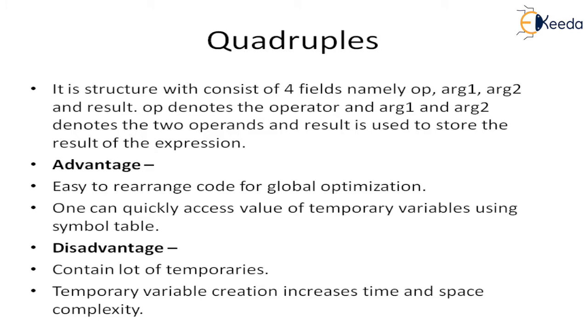So why do we use the quadruple? The advantage of the quadruple is that it is very easy to rearrange the code in global optimization. After that, it provides quick access to the value of a temporary variable in the symbol table. So it is easy to use and it easily rearranges the code. The disadvantages of the quadruple are that it contains a lot of temporaries to store the values, and the temporary variable storage also increases the time and space complexity.